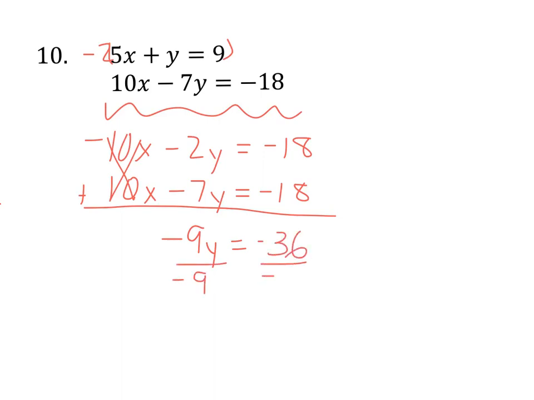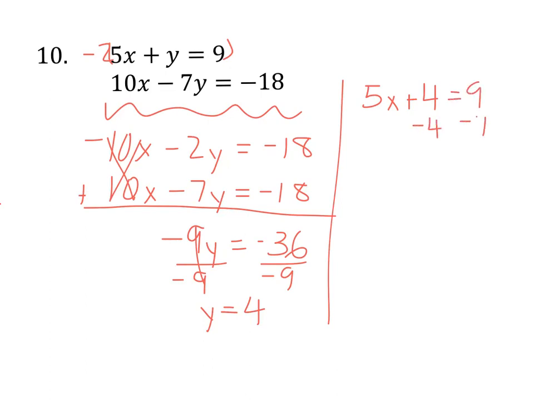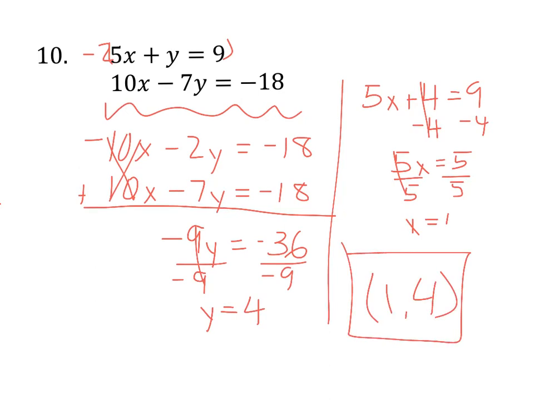So I divide by negative 9, and I end up with y equals 4. Need an x value to go with that. I'm going to choose the top equation. So 5x plus y, which is 4, equals 9, and just solve what's left. So 5x equals 5, divide by 5, and x is 1. So 1 comma 4. Okay, those are your elimination notes.